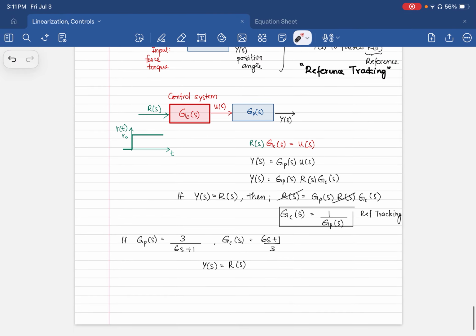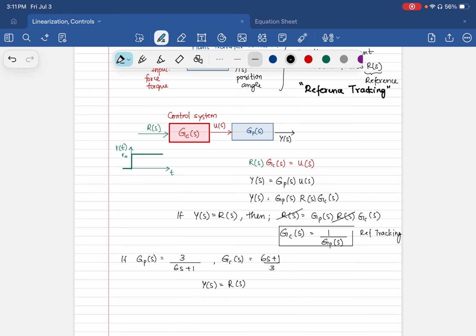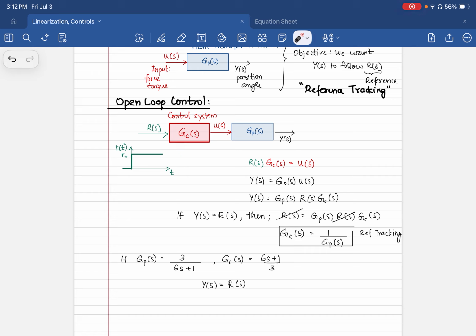Now, this is, as I mentioned, a very rudimentary form of control. In fact, this is called open loop control, because we make a lot of assumptions. One, we assume that we perfectly know the plant transfer function, which is not always true.